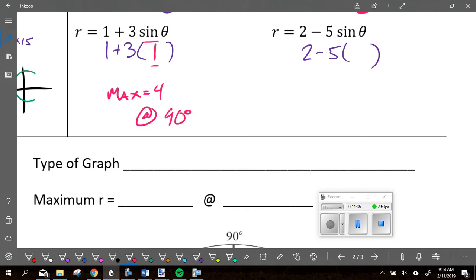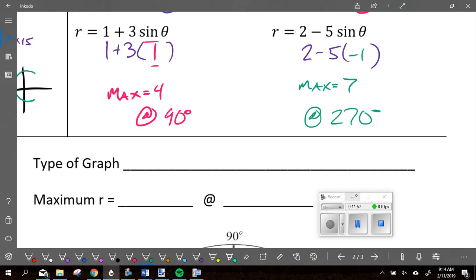Good. The next one, 2 minus 5 times something. Amanda, what's the biggest number we can get there? Yep, you'd want to plug -1 in there, and if you plugged in -1, your maximum is going to be a maximum of 7. Alyssa, when is she going to get that maximum of 7? At 270 degrees, because that's when sine is -1. Everybody clear on those things?